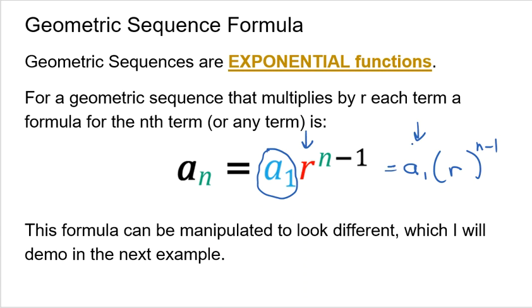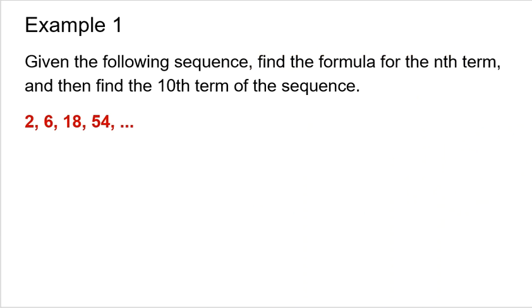Now, this formula can be manipulated to look a little bit different, and I will explain that in the next example. But this is the generic, general form that you will see most geometric sequences in. Sometimes they could look a little bit different, and I'll do my best to explain that. It's actually just using some algebra techniques. So let's jump into our first example to see how easy this can be. Given the following sequence, find the formula for the nth term, and then find the 10th term of the sequence. So I want to find the nth term formula, a sub n, and then once I find that formula, just plug in 10 to get the 10th term.